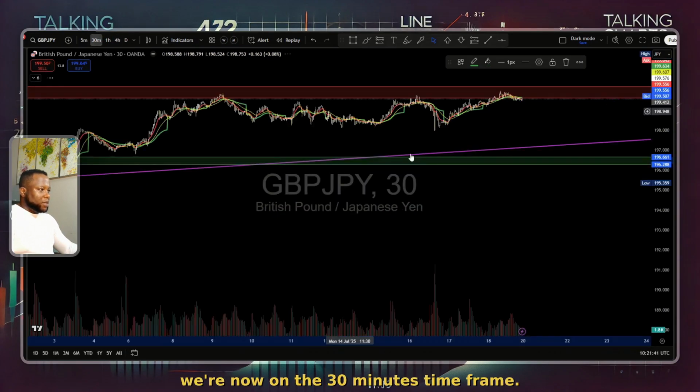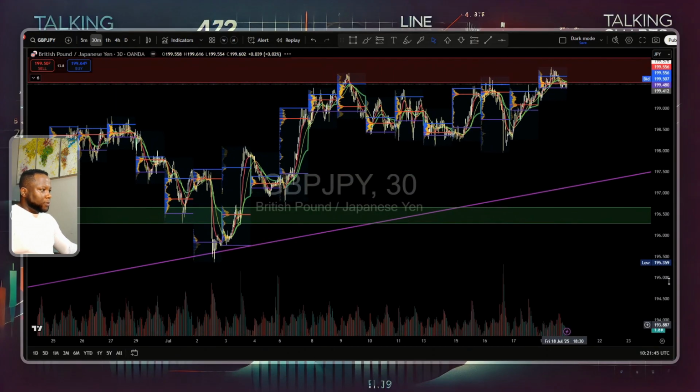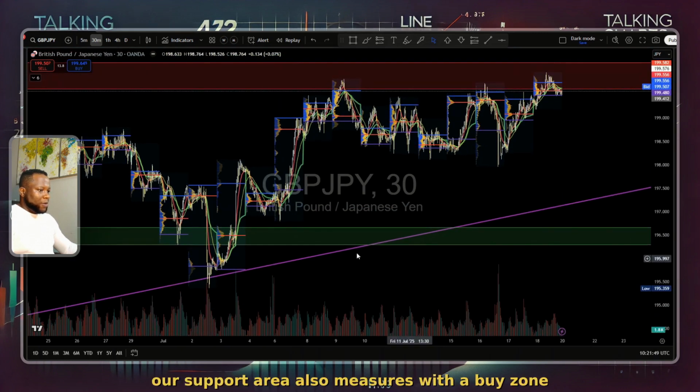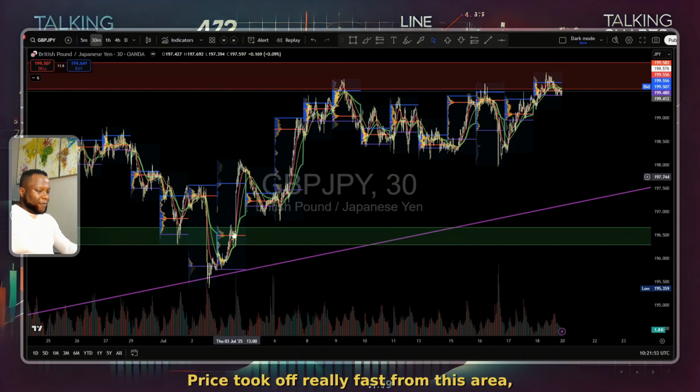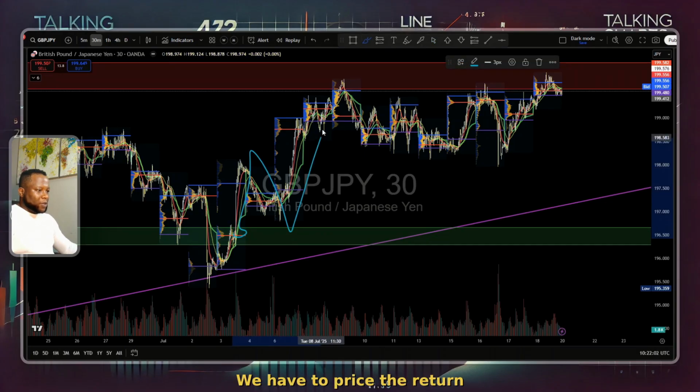Going down to the 30 minutes time frame, we could see on the 30 minutes that our support area also merges with the buy zone here. Price took off really fast from this area, which means if price is to return here, we had this move, price took off. We want price to return, then take it up from there.